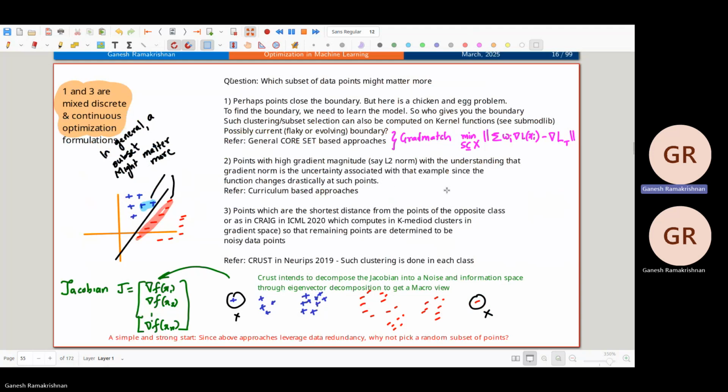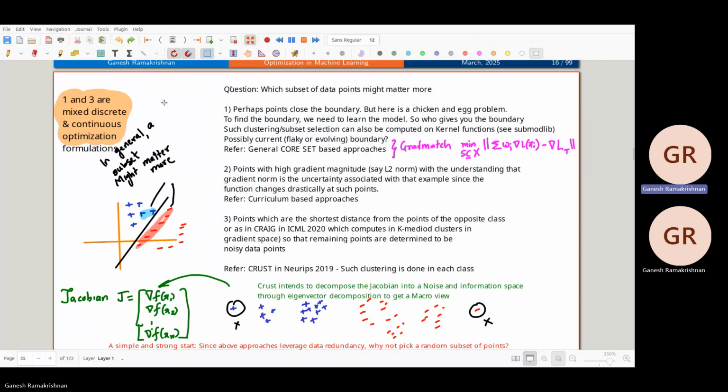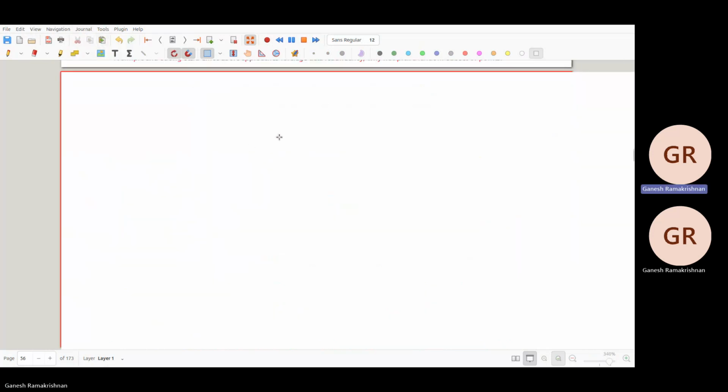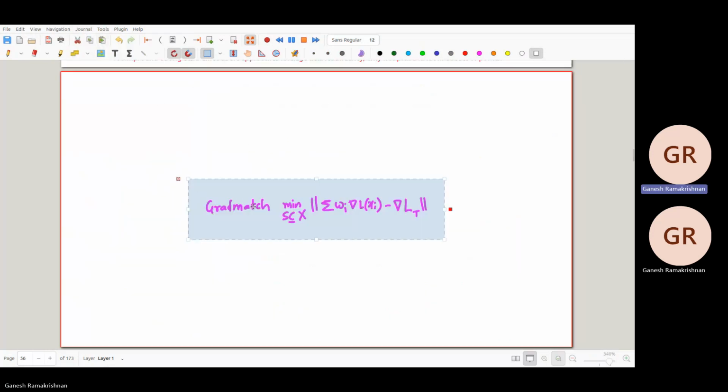Now, what some papers do, and this is what we did a couple of years back, I'm going to just enlarge it. I hope you can see this equation. So this is an approach called GradMatch.